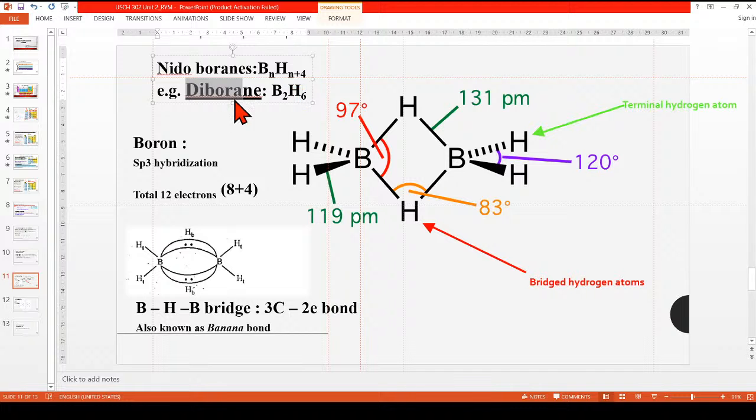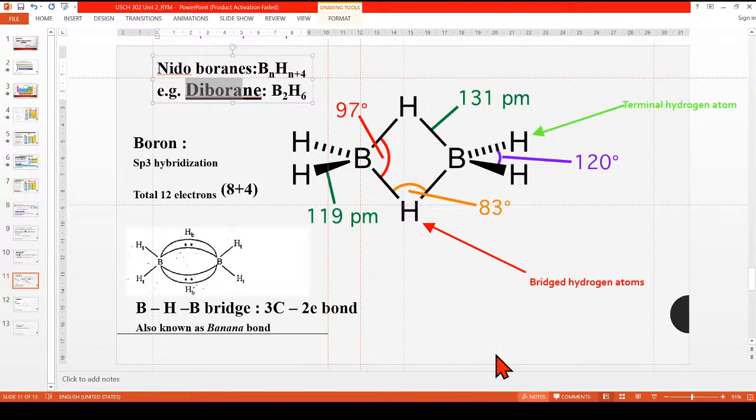B2H6, where n is 2, so in the formula, after putting n=2, B2H(2+4) will be 6. This is under nidoborane. Diborane is nidoborane type of category. If it were arachnoborane, then n+6 would come, so here it would be 8, B2H8. That would be arachnoborane. This diborane B2H6 is nidoborane.